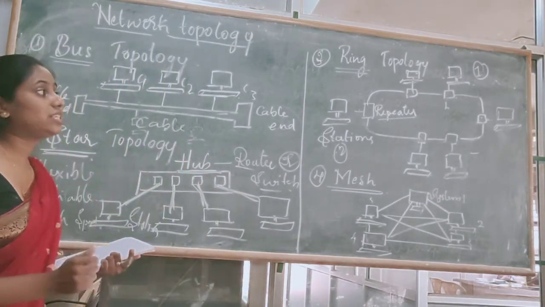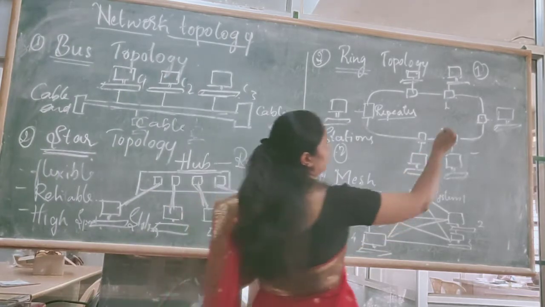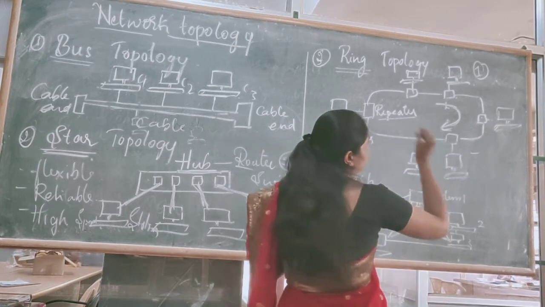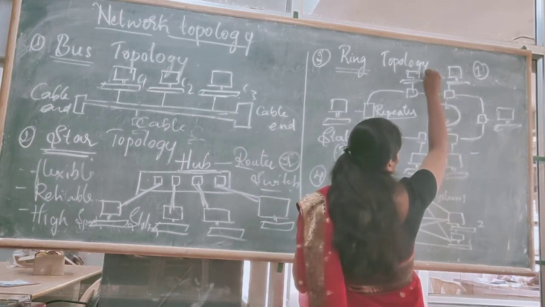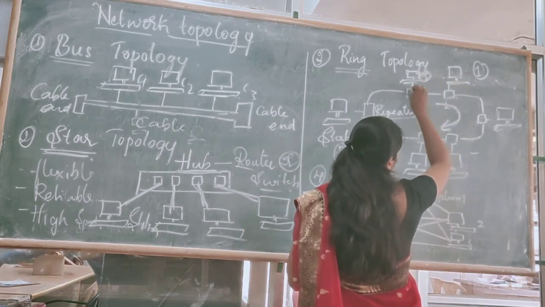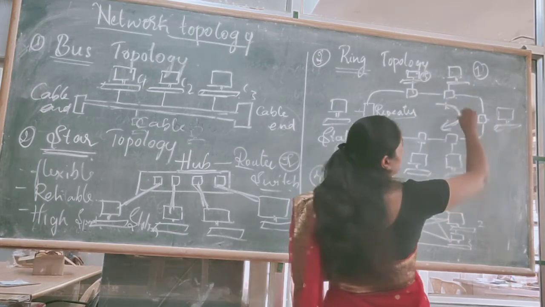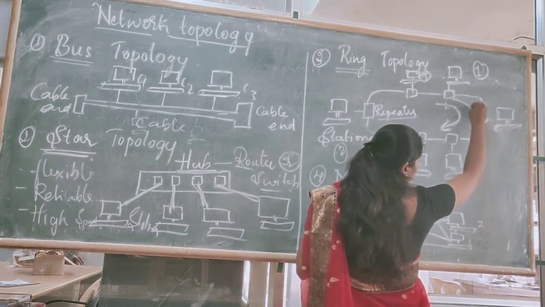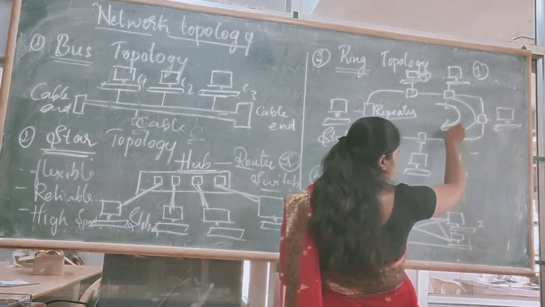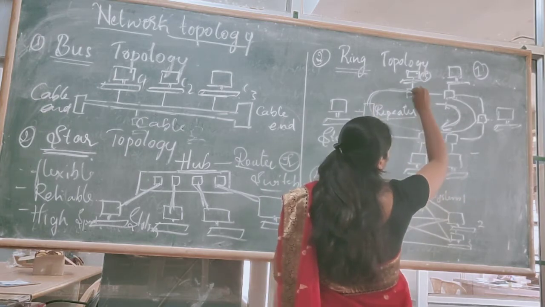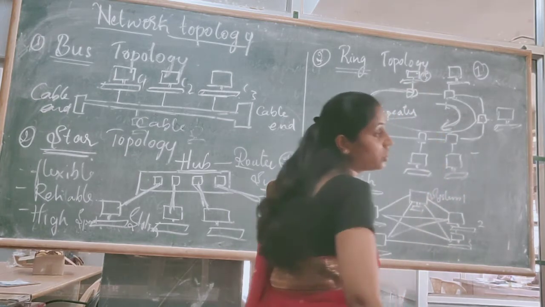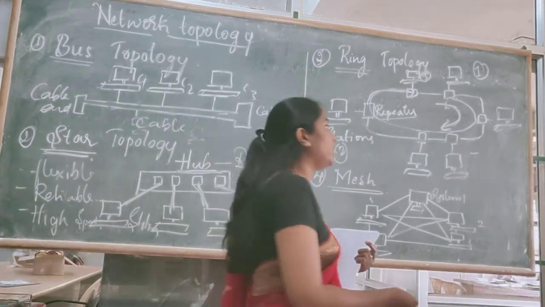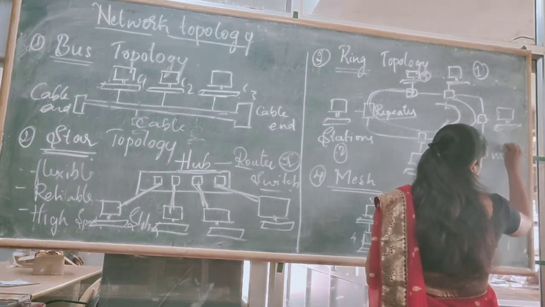And the second one is it is unidirectional. Think this is the direction of the data. If I want to send data from 1 to 3, it will not go like that. If the direction of data is like this, it will go from here. The data will first move to this system, then this system, then this system, then it will reach this system. So the data transfer is unidirectional. Okay.